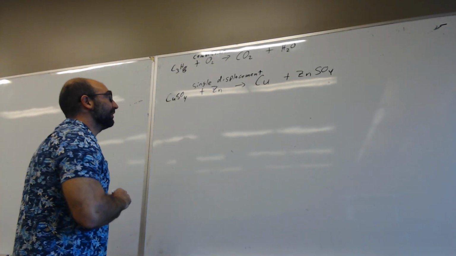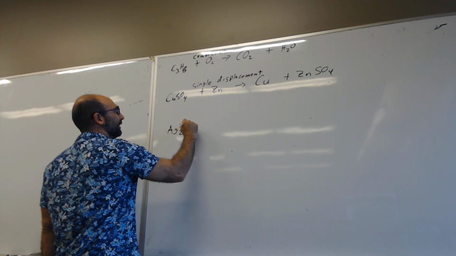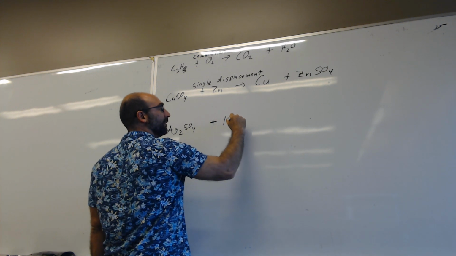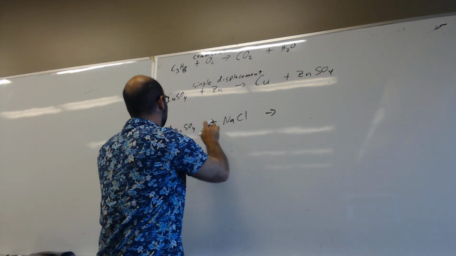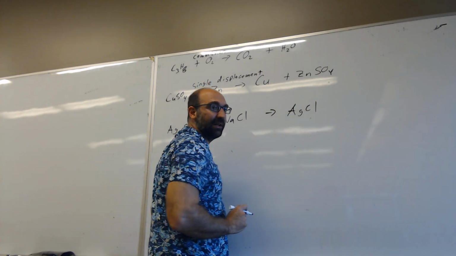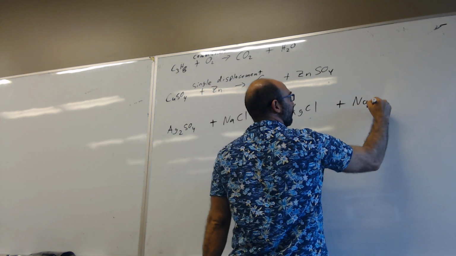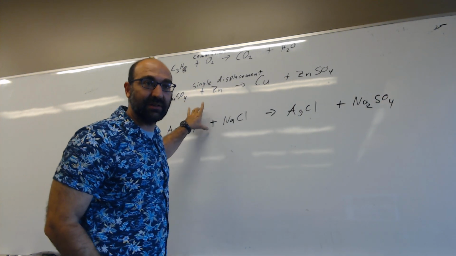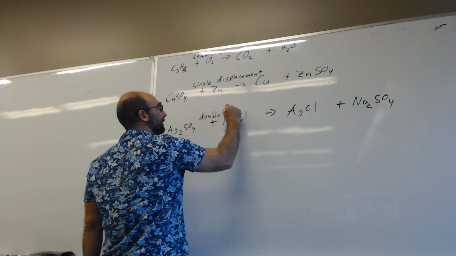And something a little bit more than a single displacement reaction. Let's say I have silver sulfate, and I react it with sodium chloride. I'm going to produce silver chloride and sodium sulfate. So the last one was a single displacement reaction. What do you think this one is? This is a double displacement.